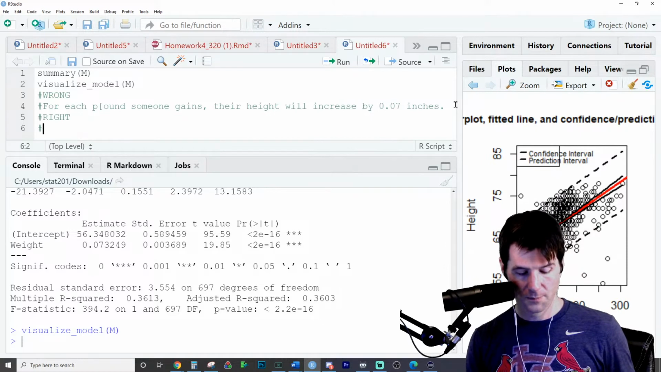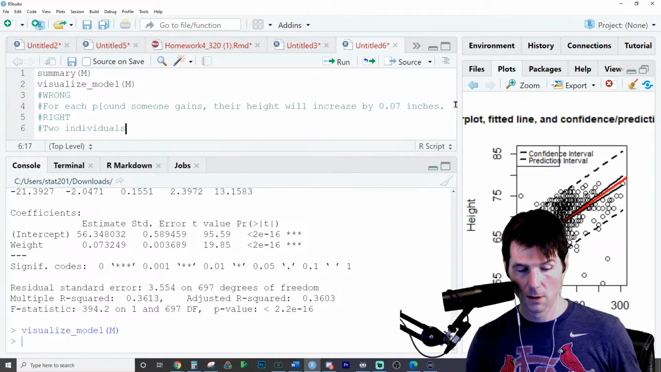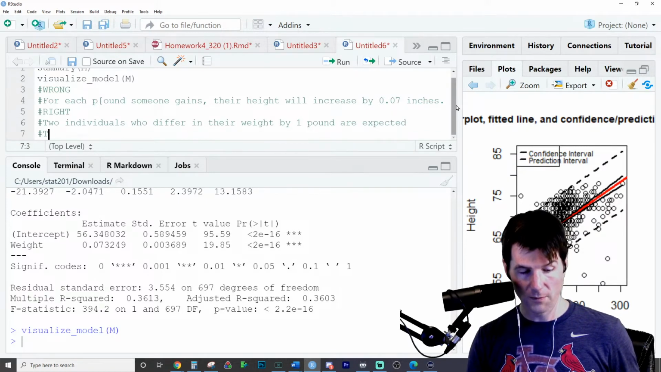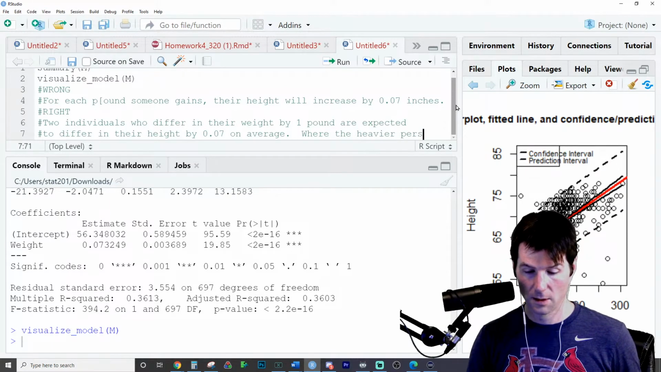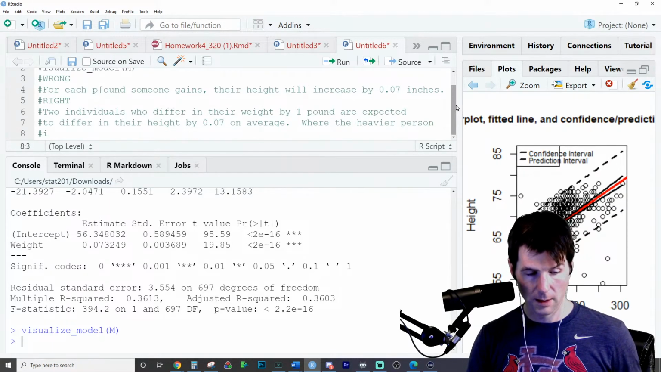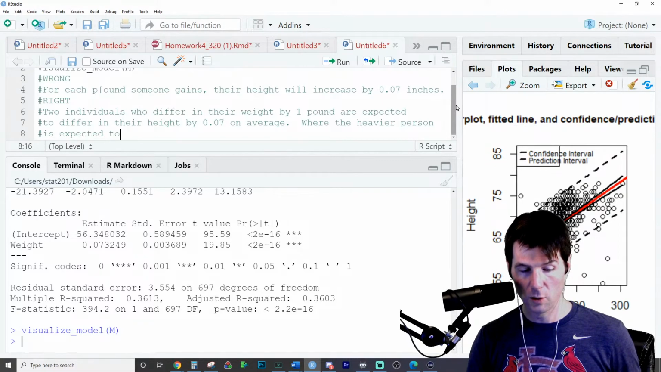What we observe is two individuals who differ in their weight by 1 pound are expected to differ in their height by 0.07 inches on average, where the heavier person is expected to be taller.